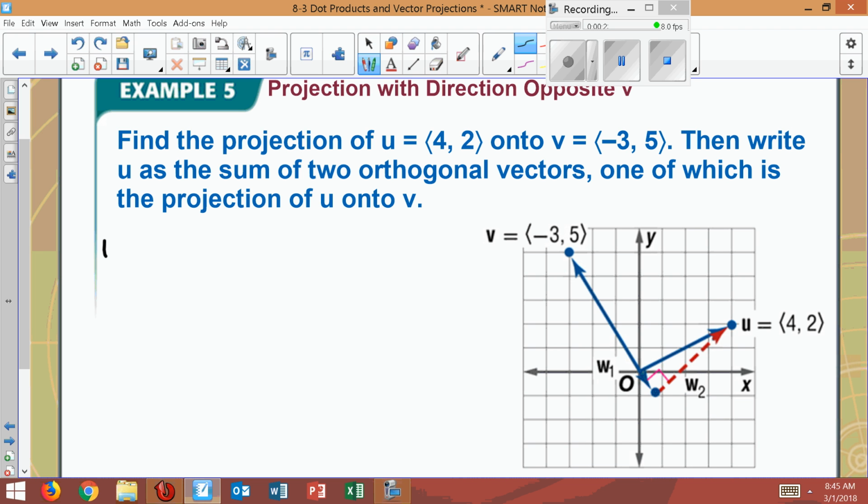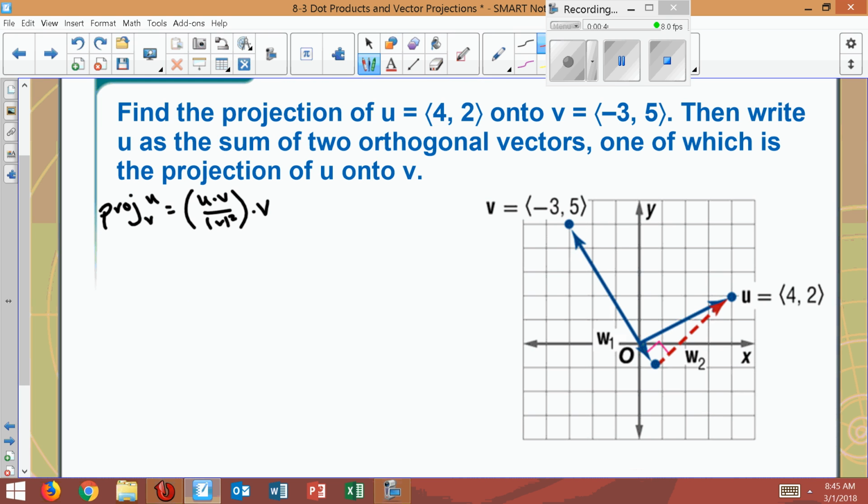Now remember our formula from earlier. It was that if we want to project u onto v, so u is on top of v, then what happens is you say u dot v over basically the hypotenuse of v squared times v. That was our formula. And so let's do the math here.